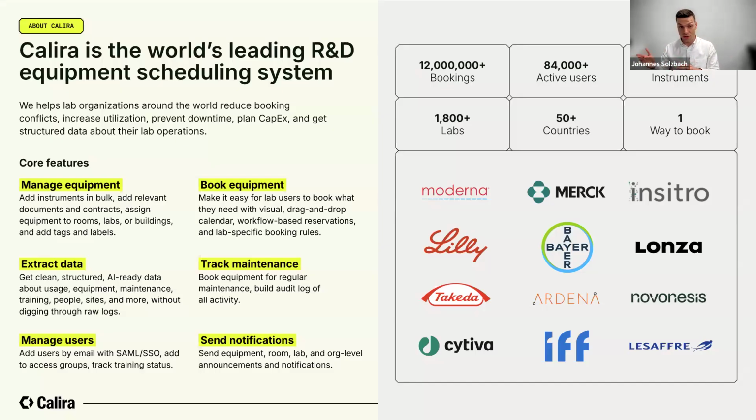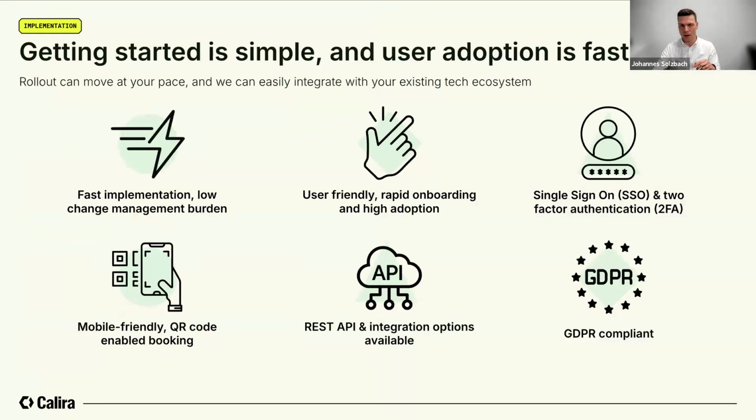The proof points that you see here on the slide show the scale and the types of organizations that are using Calira today. And the implementation is typically lightweight. Labs can move at their own pace. Adoption is driven through simple booking and mobile access, and integrations are available where needed. And of course, enterprise security and compliance basics are built in.